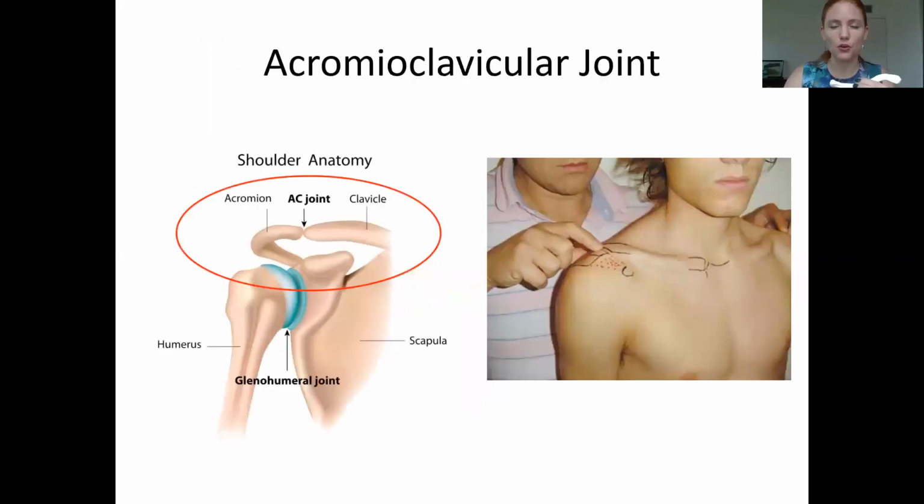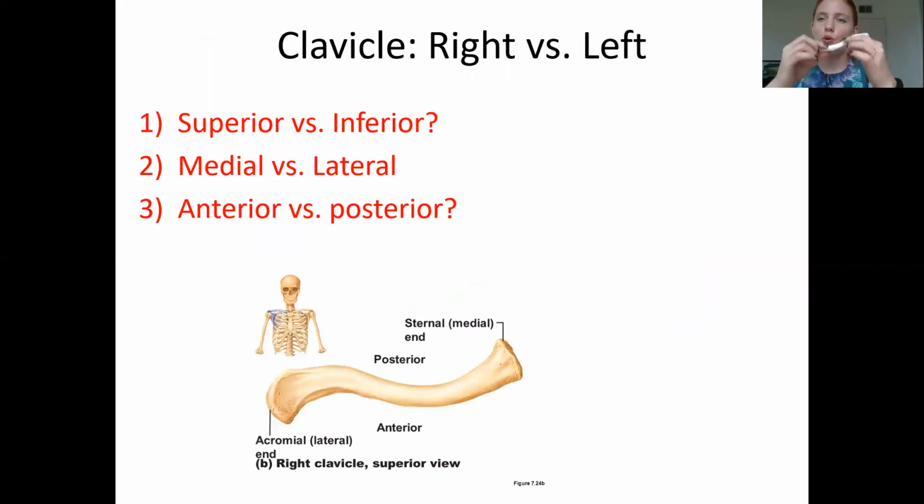Okay, so when we look at it, one of the things that you'll want to know is how you are going to side your clavicle, because when we get to the appendicular skeleton, you'll need to be able to figure out if it is a left or right.